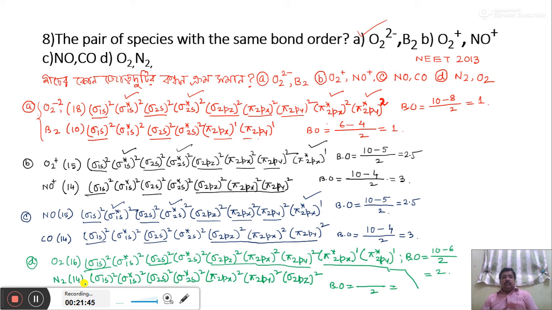In case of N2, it contains 14 electrons and its electronic configuration is sigma 1s2, sigma star 1s2, sigma 2s2, sigma star 2s2, pi 2px2, pi 2py2, sigma 2pz2, and its bond order is 3. So bond orders of O2 and N2 are different. In option A, the bond orders of O2 2 minus and B2 are the same, both are 1. So option A is the correct one.